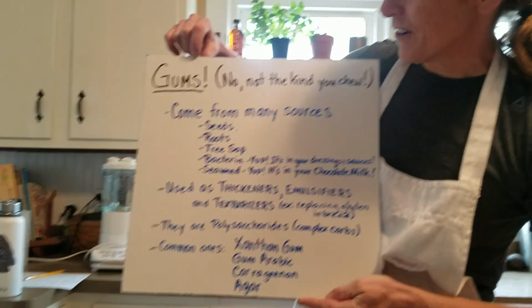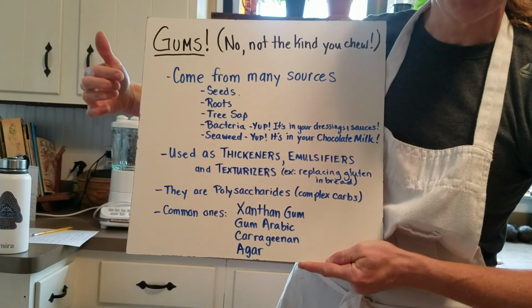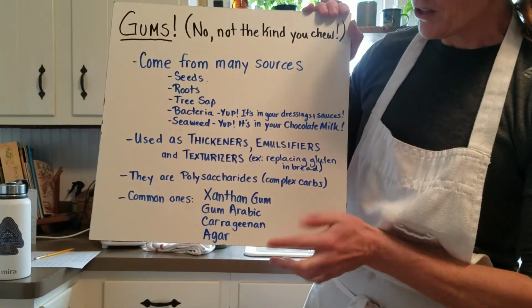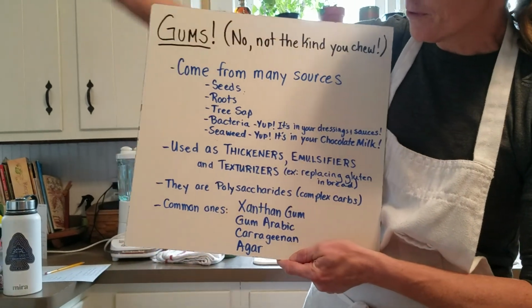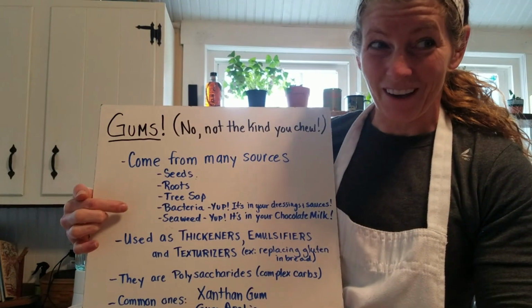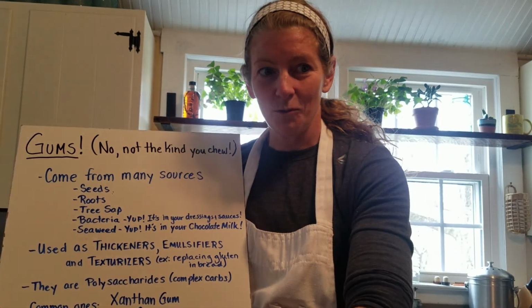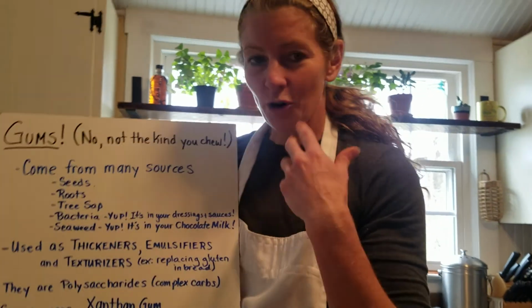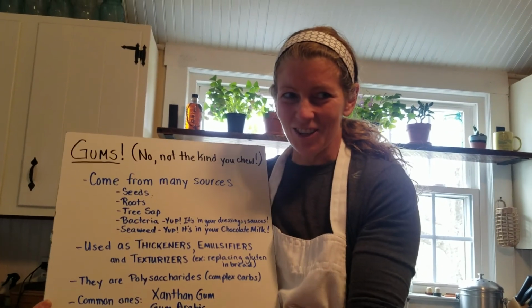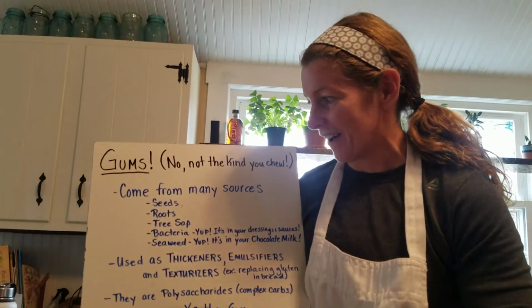So gums are a common ingredient that we use in food, and it's not the kind that you chew. Gums are agents that we use to thicken foods, to give foods a bigger texture. We also use them as emulsifiers. And they come from sources like seeds, roots, tree sap, bacteria. Yep, that xanthan gum that we just talked about, that comes from bacteria. Bacteria work on and ferment sugar and create almost like a slimy coating to the sugar mixture that they're in, and then we dry out that slimy coating, and that's xanthan gum. Believe it or not, that's what it is.